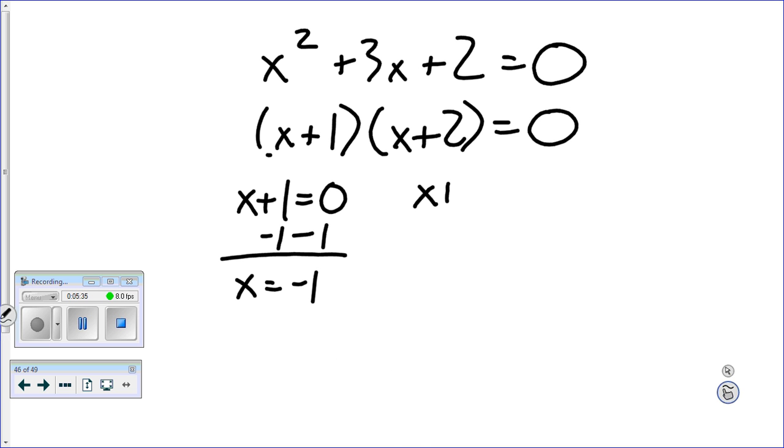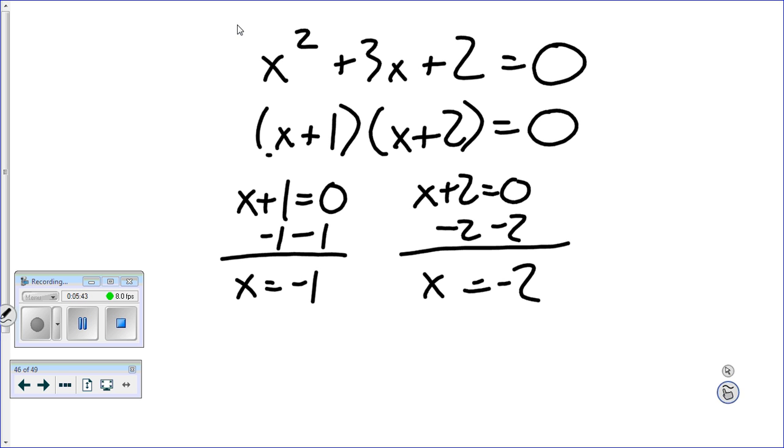If I say x plus 2 equals 0, I'll go ahead and subtract from both sides, and I'll find out that x equals -2. Okay, and those are your two solutions.